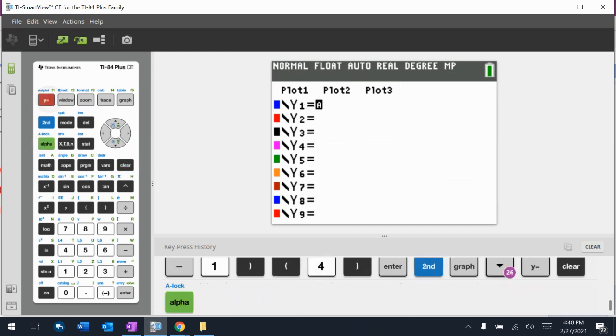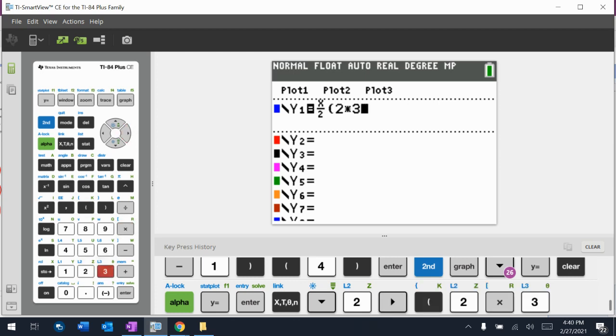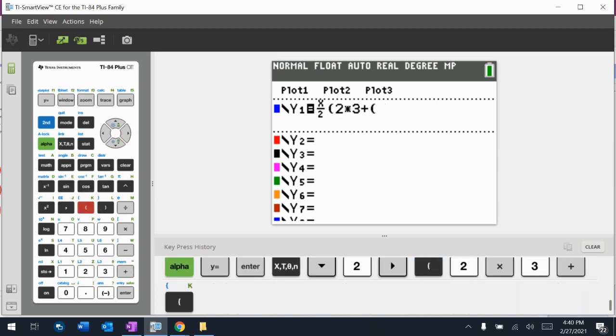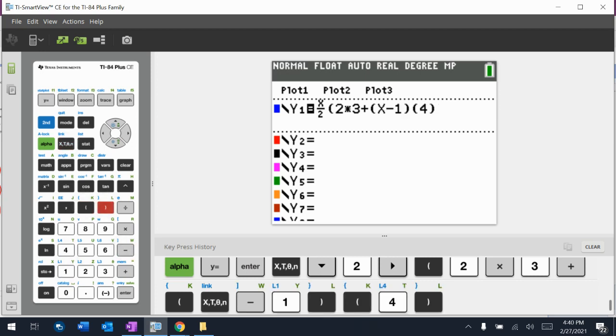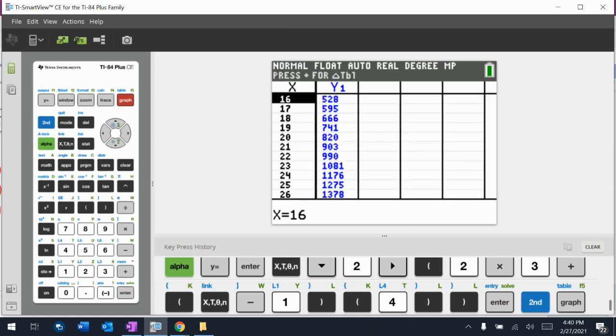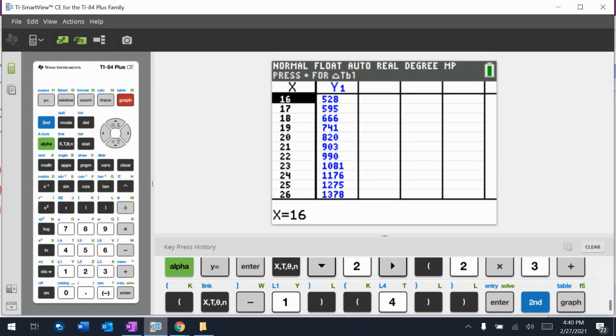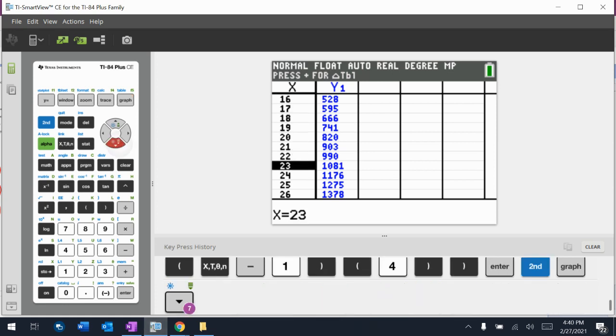Just clear that one out. Alpha Y equals x over 2 times 2 times 3 plus x minus 1 times 4. So there's my formula. Again, I don't want the graph, I want the table. So I'm going to go to the table. All right, now I'm up in here, and it wanted it to be 1,275. So I'm actually in a pretty good spot because there it is right there.